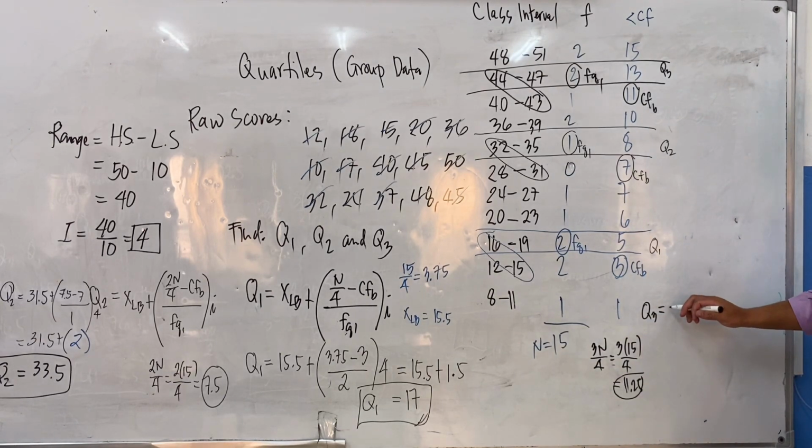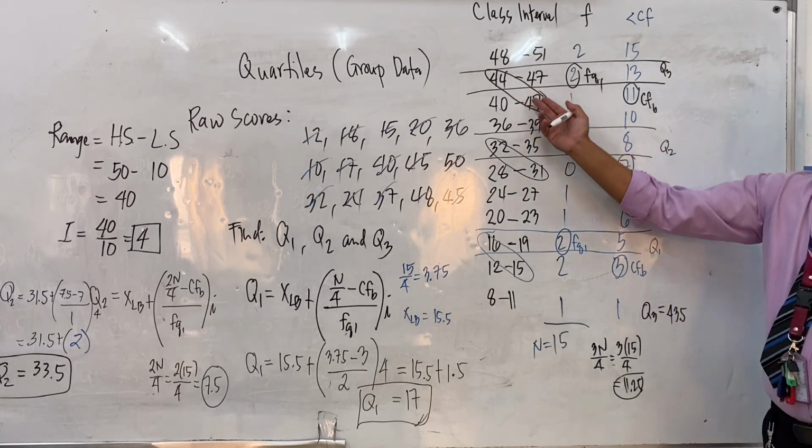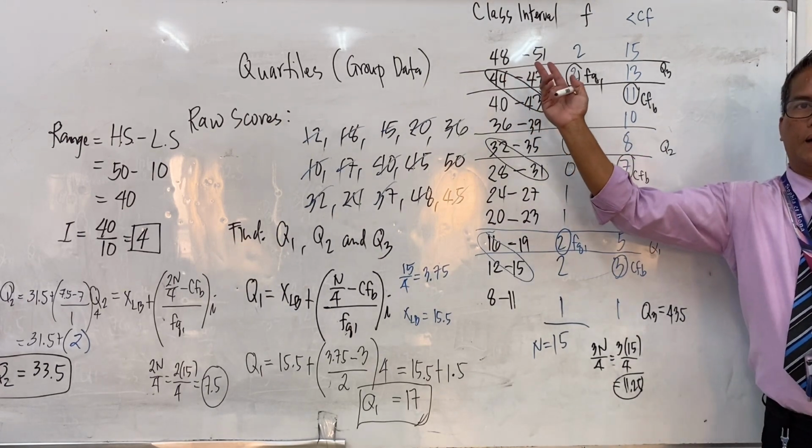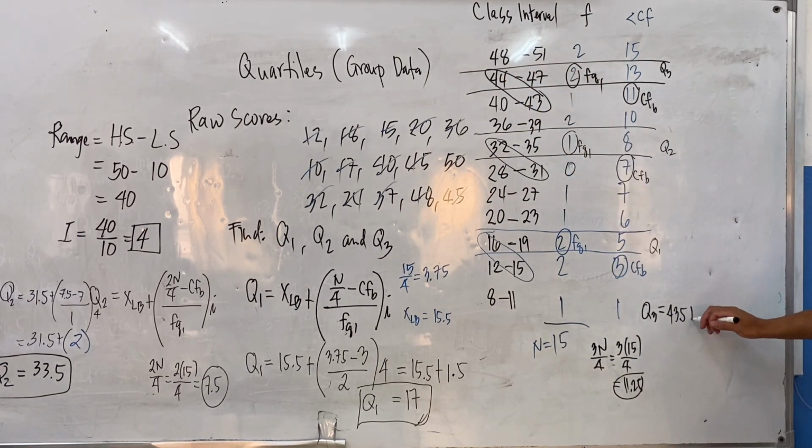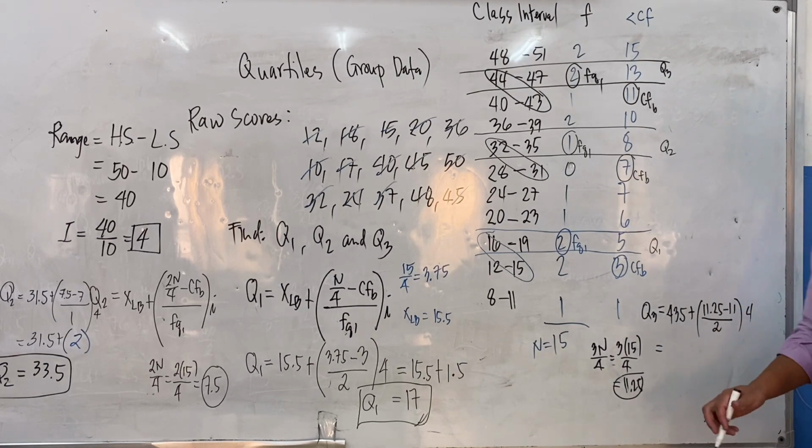We have 43.5. Where did we get this 43.5? Just add 43 plus 44, then divide by 2. Then plus, we have now 11.25 minus 11 all over 2 times 4. Then equals. Okay, so let us solve this one.